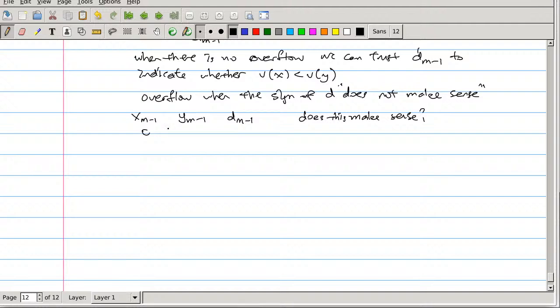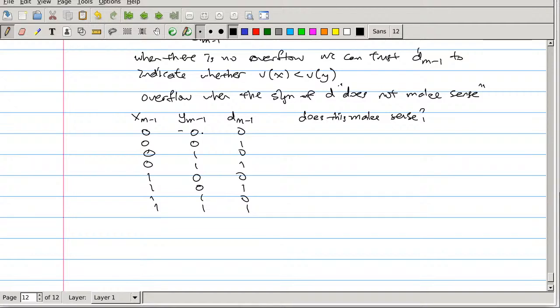So we have a truth table. This time we got 8 entries: 0 0 0, 0 0 1, 0 1 0, 0 1 1, 1 0 0, 1 0 1, 1 1 0, and 1 1 1. Now we look at each row and we ask, just looking at the sign bits of x, y, and the difference, does it make sense? Can it happen? So the first one says x is not negative, y is not negative, and the difference is not negative. Can that happen?